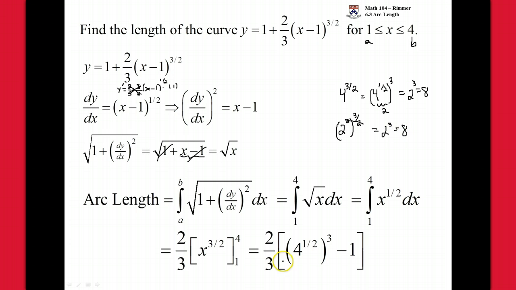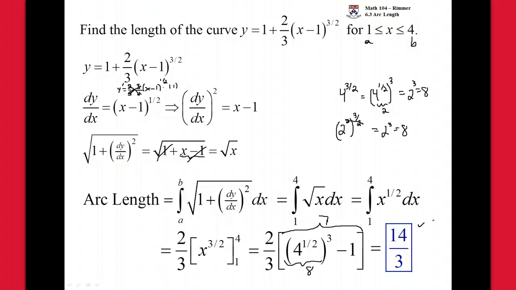So this guy's an 8, and we take away 1 from it, that's a 7, and we take 2/3 of 7. This whole square bracket is a 7, 2/3 of 7, we get 14/3 as the arc length. Walking along that curve, from x equals 1 to x equals 4, along the curve, we get 14/3 as our arc length.